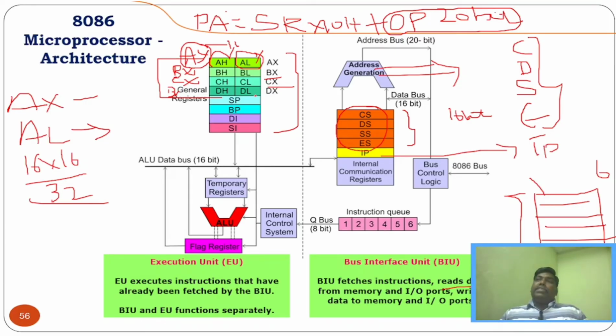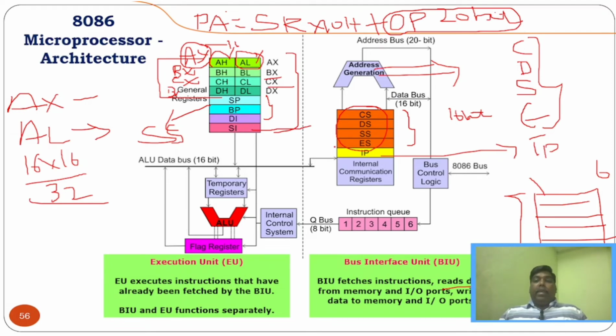Apart from the general purpose registers, we have pointer and index registers. The pointer registers are the stack pointer and base pointer, and the index registers are the destination index and source index. The pointer registers can be used to access the stack segment, where SP gives the address of the top of the stack, and the remaining addresses can be accessed using BP. Similarly, SI can be used for the data segment and DI for the extra segment.